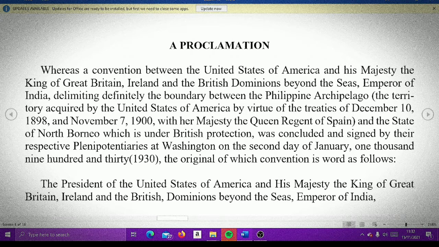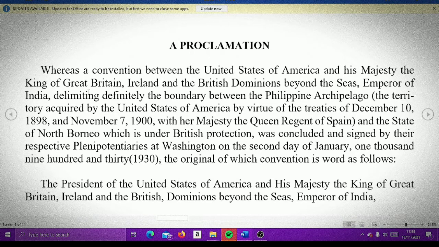So here is the proclamation. Whereas a convention between the United States of America and His Majesty, the King of Great Britain, Ireland, and the British dominions beyond the seas, Emperor of India, delimiting definitely the boundary between the Philippine archipelago, or the territory acquired by the United States of America by virtue of the treaties of December 10, 1898 and November 7, 1900, with Her Majesty the Queen Regent of Spain, and the state of North Borneo, which is under British protection, was concluded and signed by their respective plenipotentiaries at Washington on the second day of January 1930, the original of which convention is worded as follows.